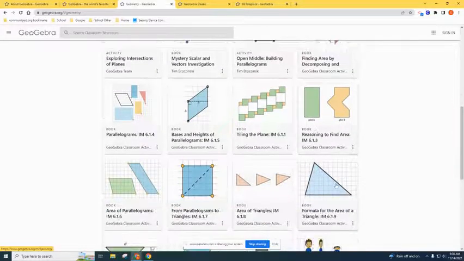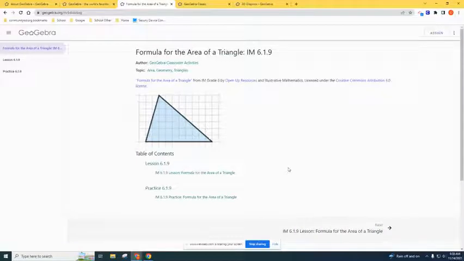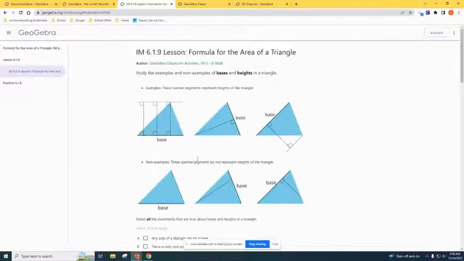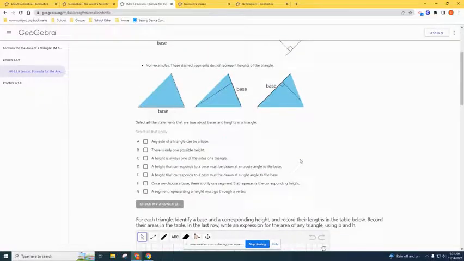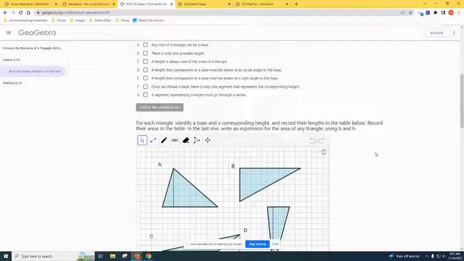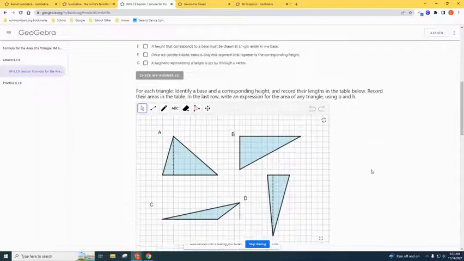One of the things I like here for geometry, when you do area of anything, they have a visualization on what you're doing, what each thing is. They ask you questions as you go through, basically set up for you as a lesson.